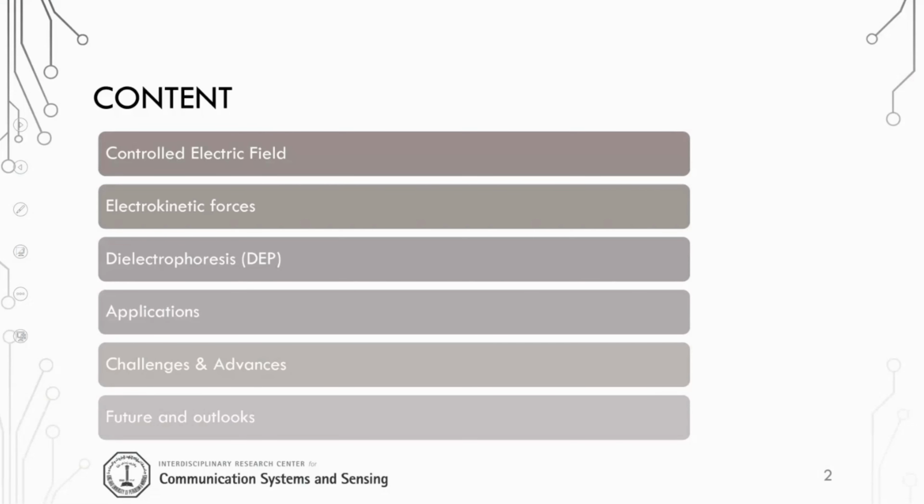Okay, so basically, before I go deep into the content of this talk, I will talk about the outline that I will mention. First, controlled electric field and what a controlled electric field is. Also, usually within an electric field, there will be a generation of forces, which are called electrokinetic forces. Also, I will talk about one specific force, which is called dielectrophoresis. I will shortcut it with DEP. And then I will go into the application and how we can apply these forces to bioengineering and bioparticle manipulation. After that, I will conclude with the challenges and also the advances in this method.